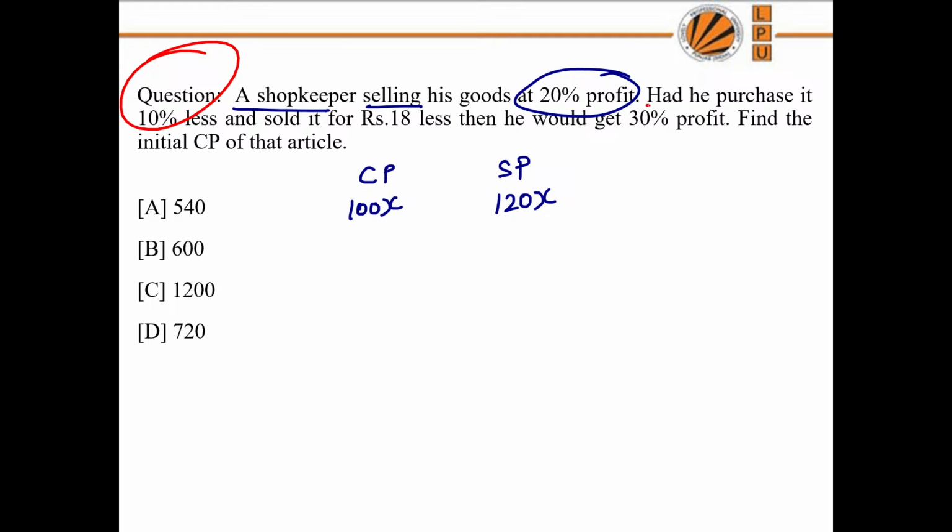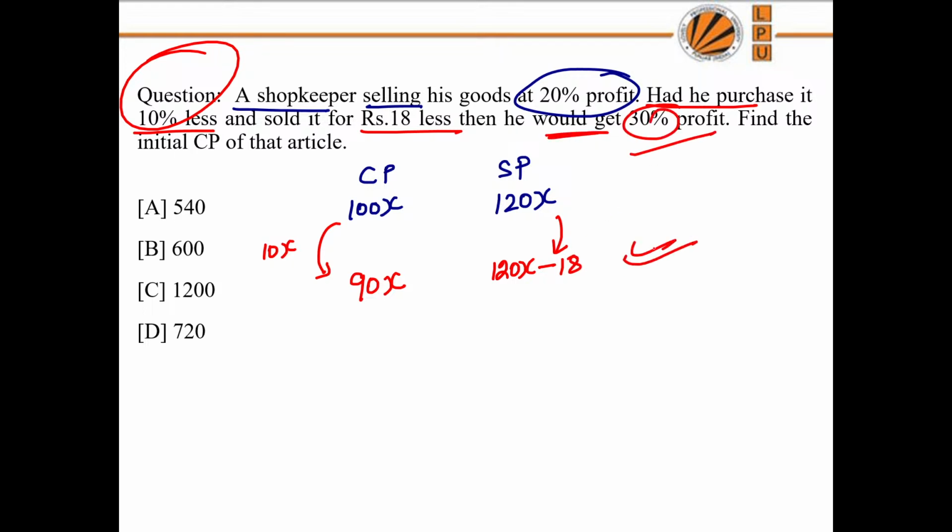Now it is saying that had he purchased it for 10% less, it means 10% less of what he purchased it at, 100x. So 10% would be subtracted from it. 10% of 100x is 10x only. So the new CP is 90x and he sold it 18 less, which means the new selling price would be 120x minus 18. Now he is getting 30% profit in this second scenario.